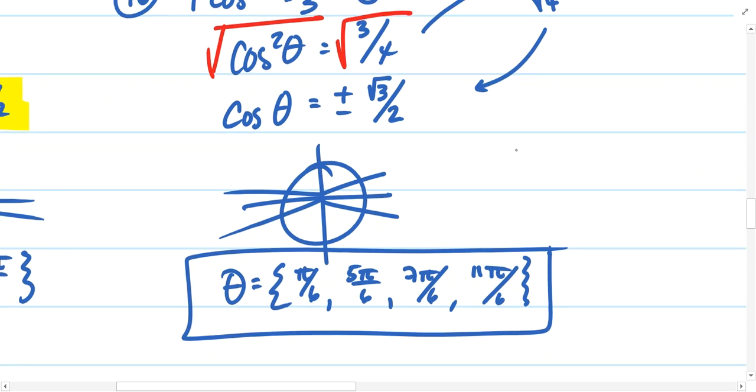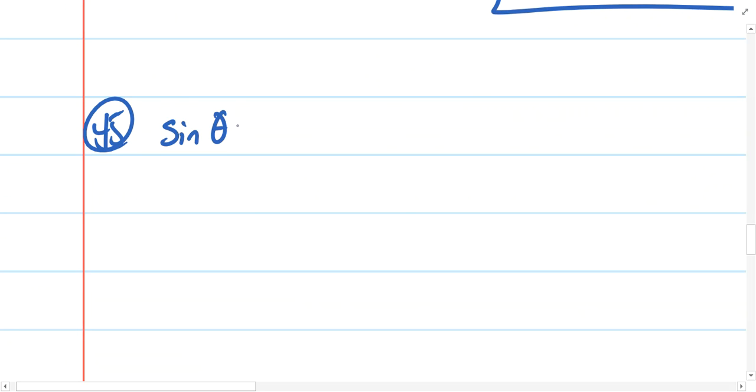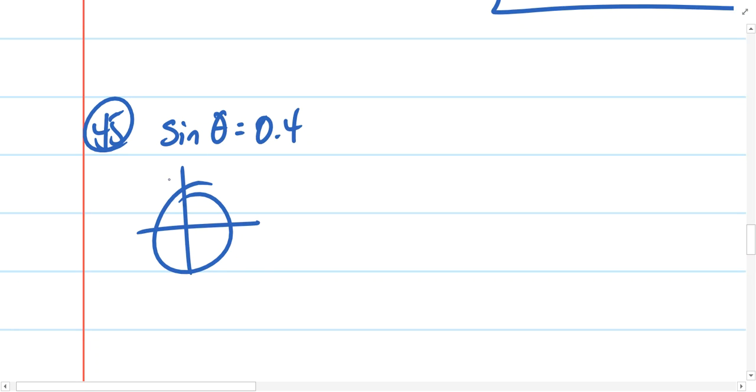Now this method is particularly helpful, and I'm going to jump ahead here, for problems like 45. In number 45, we're asked to find when sine of theta equals 0.4. Well, I don't know the unit circle well enough to say when there is a y value equal to 0.4. Now, if it said 0.5, I'd be okay with that. But 0.4, I just don't know. I don't know this angle measure, and I don't know this angle measure. But both of those would contain points that had a y value equal to 0.4.